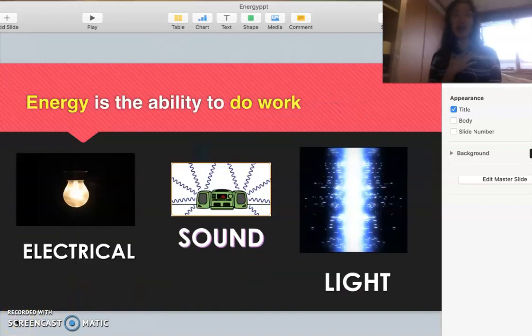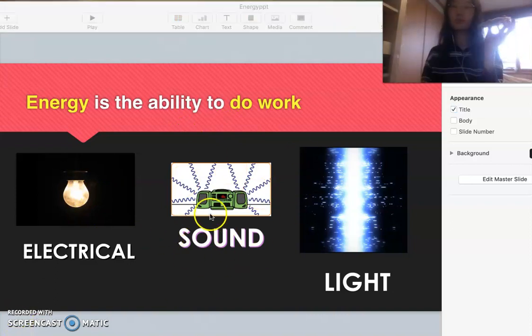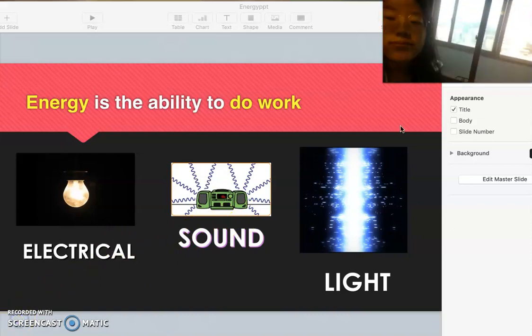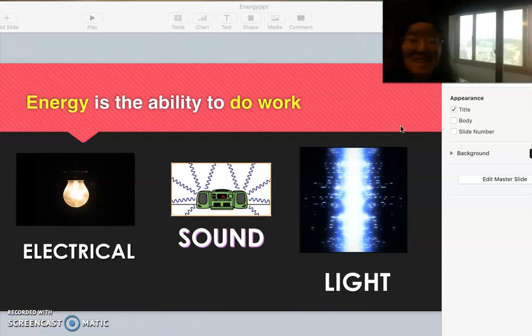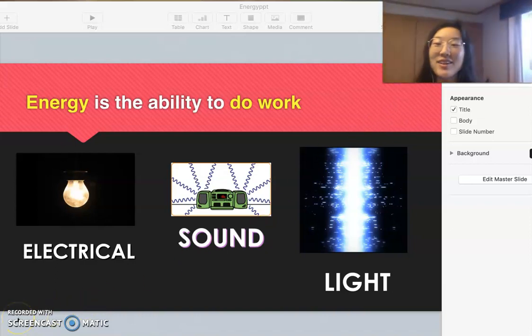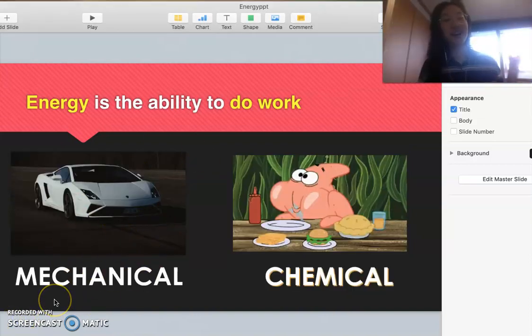So our science textbook actually defines energy as the ability to do work. Here we have types of energy. Electrical, so those are our lights, right? Sound, so if I'm playing music, that's also energy. And of course, we have our light energy that we are very thankful for. God created light on the first day. That's also energy. We also got mechanical energy. So those are our cars, our buses. And chemical energy, when we eat and our body digests that food, that is using chemical energy.